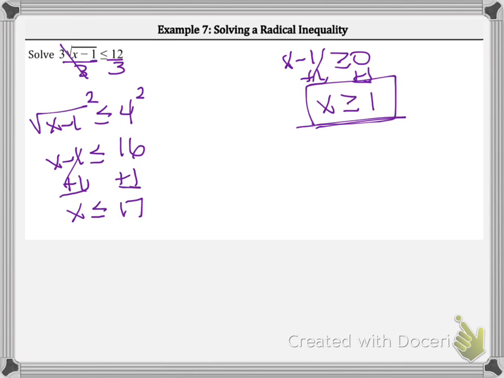Now what this means is I can have any number that's less than or equal to 17. Now is that really true? No, because we have to remember that x has to be greater than or equal to 1.